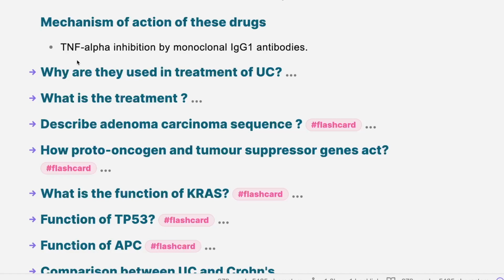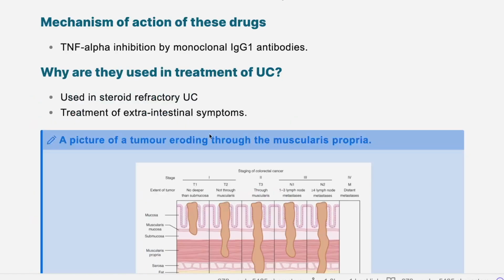The TNM staging, I'll start with M. We have M0, there is no distant metastasis, and M1 characterized by distant metastasis. N, we have N1, less than 3 lymph nodes involvement, and N2, more than 3 lymph nodes, so basically 4 and above. We have the T staging, you have T1, which is not beyond the submucosa, and T2 is beyond the submucosa but not outside the muscularis, and T3 is outside the muscularis, and T4 when it's associated with distant metastasis.